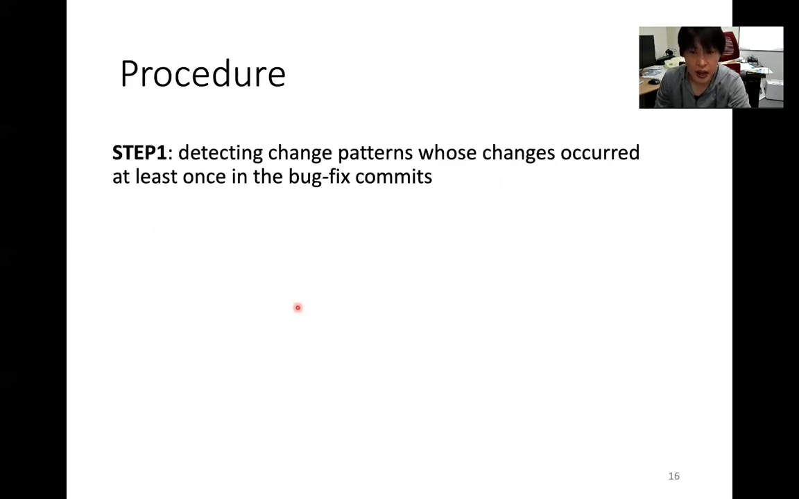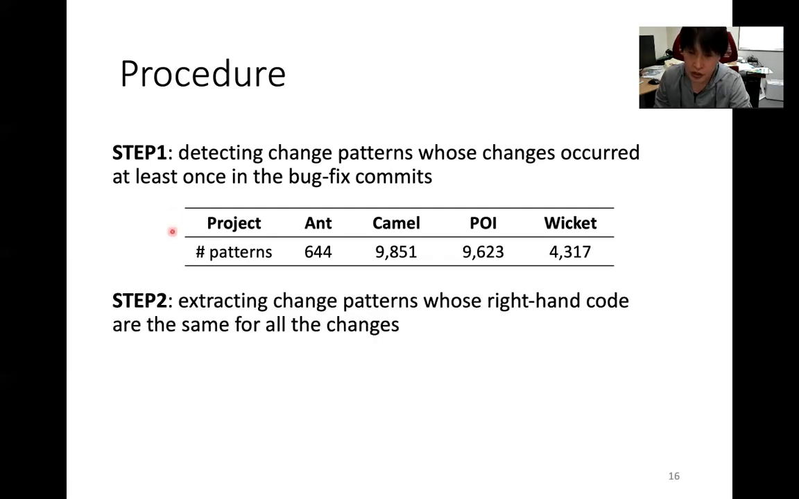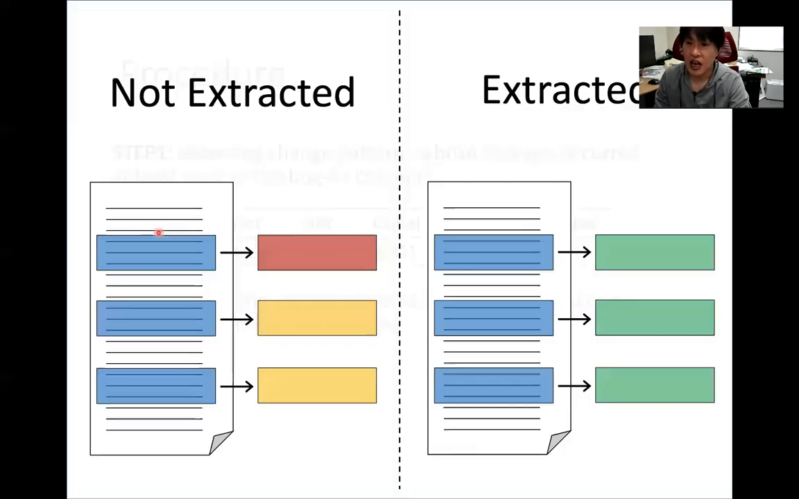Now I will explain how we did the experiment. First of all, we detected change patterns whose changes occurred at least once in a bug fix commit. And as a result, we detected a large number of change patterns as shown in this table. And next, in step 2, we extracted change patterns whose right-hand code are the same for all the changes. I will show an example of this extraction.